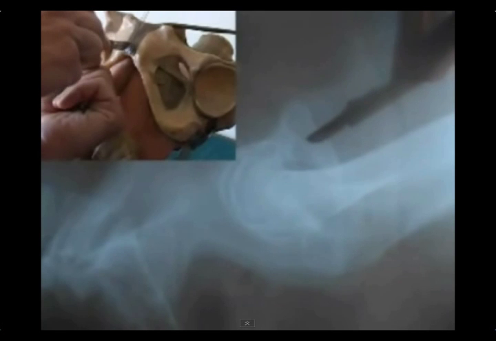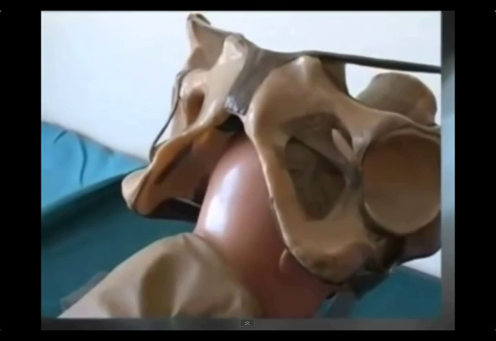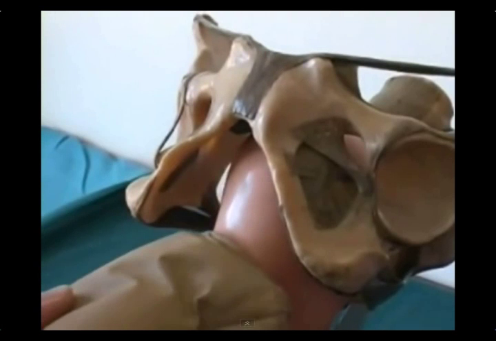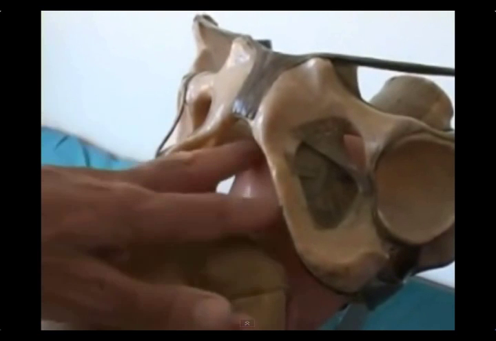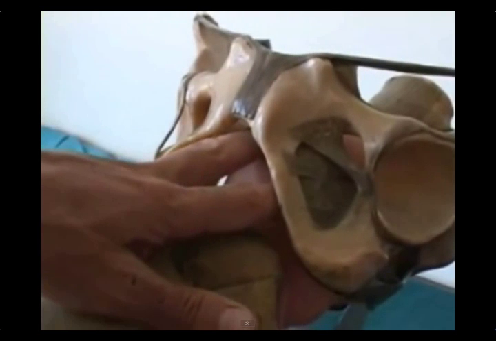Angle the blade toward the top of the symphysis pubis. Cut the anterior fibers of the symphysis pubis with a sawing action from the top to the bottom of the joint, keeping a thin layer of the innermost fibers intact. Deliver the head by the Mauriceau-Smellie-Veit maneuver or with forceps. The symphysis pubis separates just enough to allow passage of the baby's head.